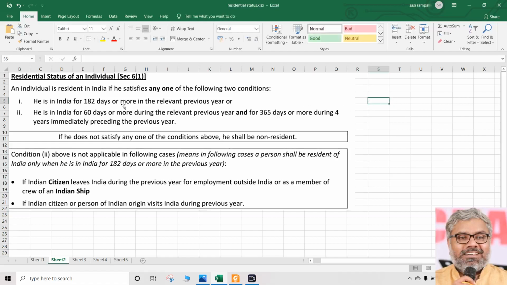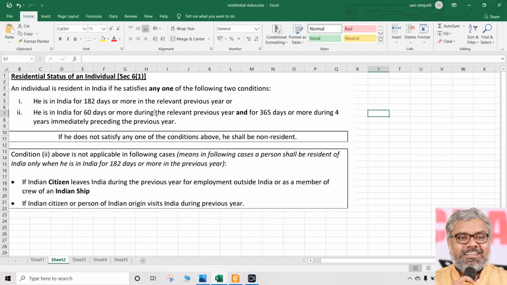So what is basic condition 1? If he stays in India for a period of 182 days or more during the previous year. And what is basic condition number 2? If he stays in India for a period of 60 days or more during the previous year and 365 days or more during 4 years immediately preceding the previous year.